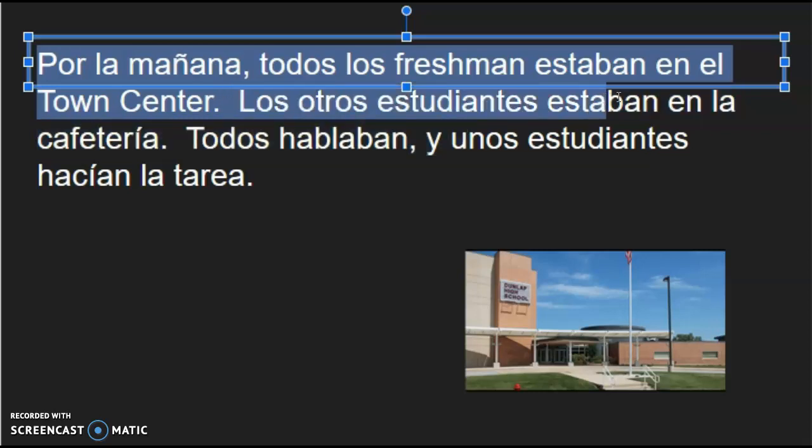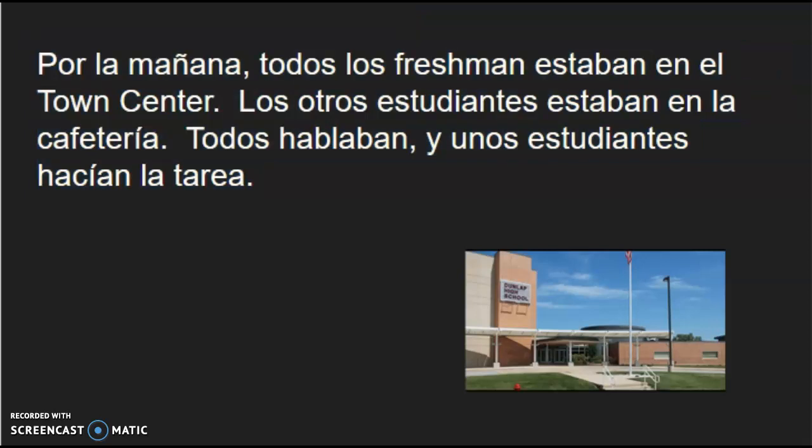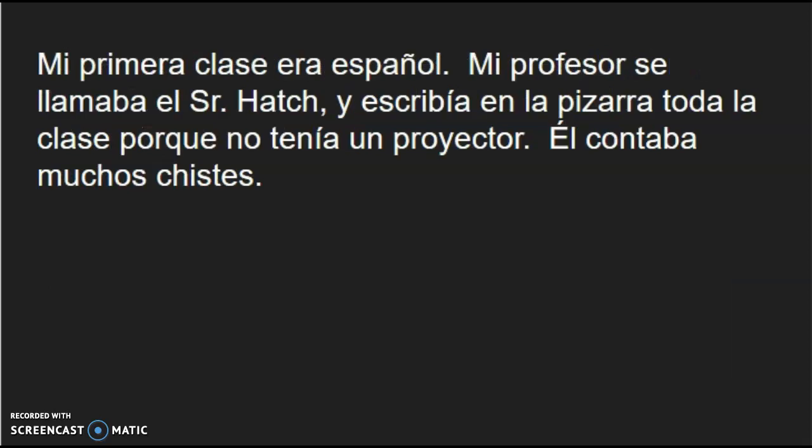Los otros estudiantes estaban en la cafeteria. So they wouldn't let the freshmen hang out with other students in the morning, and that was a long-term thing. So that's why I'm using this past tense. Todos hablaban y unos estudiantes hacían la tarea. So I don't know how many people, I don't know how often people talked or how often people did their homework. I'm just saying routine event in the past. So that's why I'm having to use this tense.